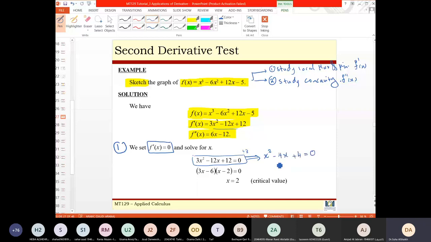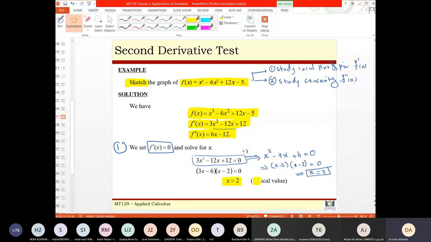Factorize it. It will be (x - 2)(x - 2) equal to 0, because minus 2 times minus 2 is 4, and minus 2 minus 2 is minus 4. This will give me x equal to 2, just 1 point I got. This one will give me x equal to 2 as well. So I got 1 point, which is x equal to 2.